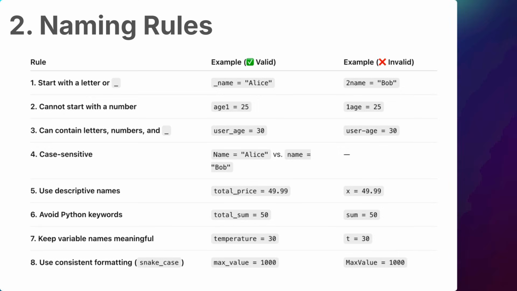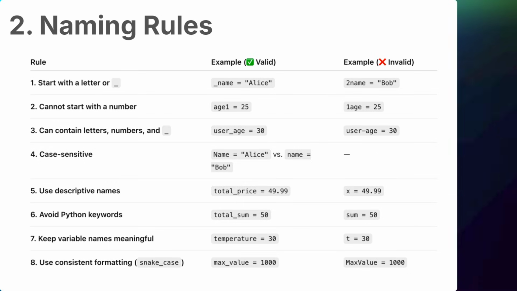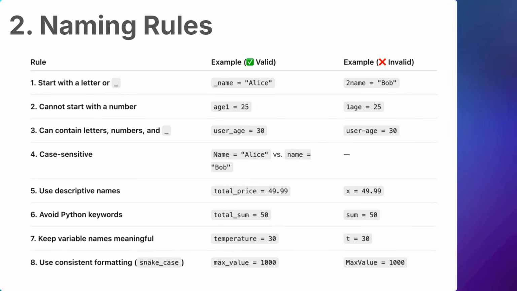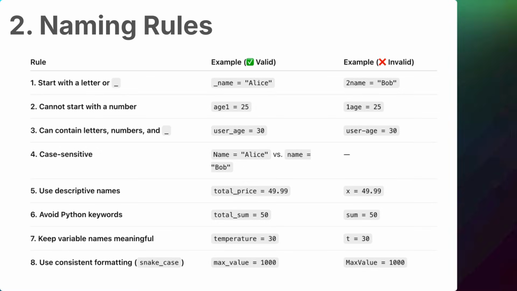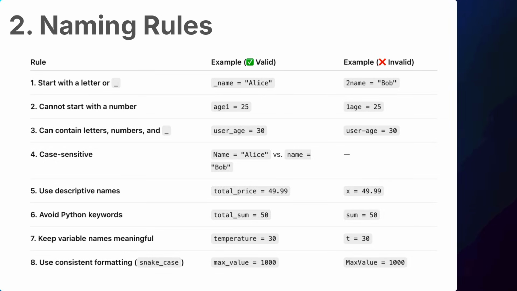2. Cannot start with a number. A variable cannot start with a number, but numbers can be used later in the name. 3. Can contain letters, numbers, and underscores. Only letters, numbers, and underscores are allowed to maintain consistency across Python programs. Hyphens are interpreted as subtraction, which leads to errors. 4. Case sensitive. Python is case sensitive, meaning that uppercase and lowercase letters are treated as different variables.